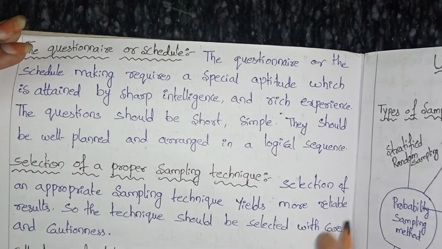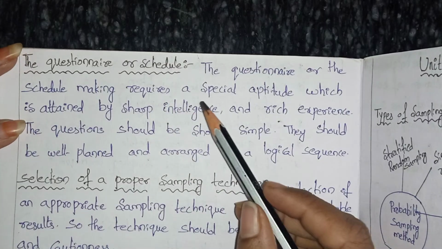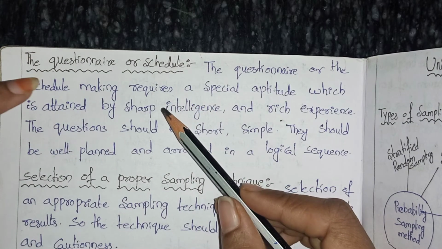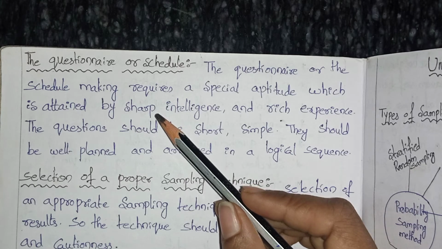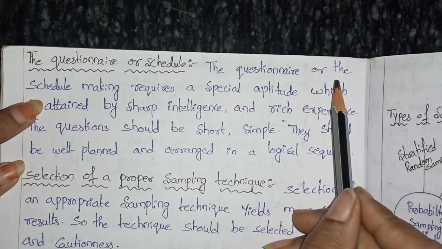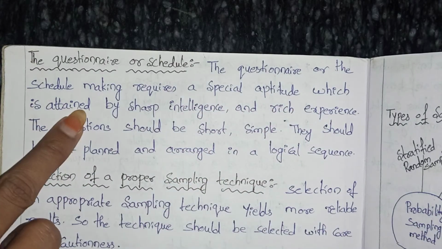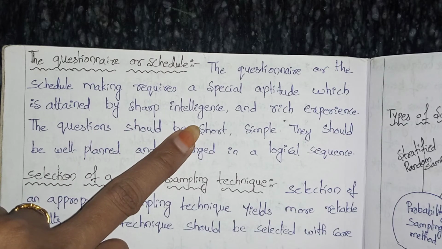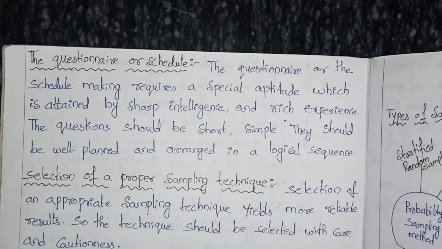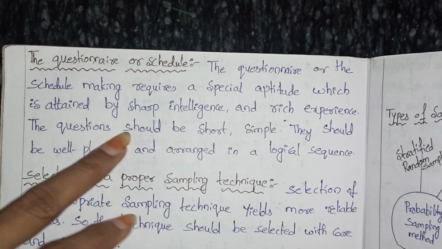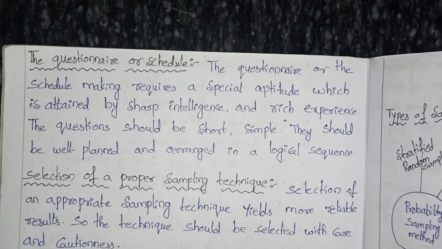Next, the questionnaire and schedule. This topic is related to SEM 1. If you remember, we learned questionnaire and schedule in primary data. Questionnaire schedule making requires a special aptitude, which is attained by sharp intelligence and rich experience. If you want to prepare any questionnaire, only a sharp, intelligent and rich experienced person can make the questions related to the survey. That's why we have mentioned a sharp intelligent and rich experienced person.